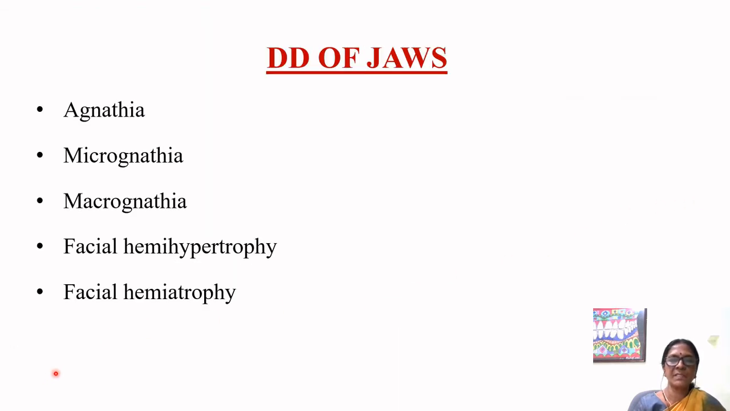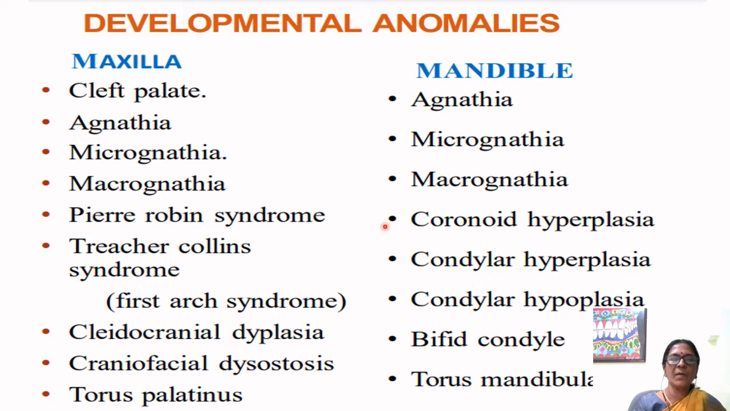Now, coming to the developmental disturbances of the jaws, the list includes agnathia, micrognathia, macrognathia, facial hemihypertrophy, and facial hemiatrophy. The developmental anomalies affecting the maxilla are cleft palate, agnathia, micrognathia, macrognathia, Pierre Robin syndrome, Treacher Collins syndrome, craniofacial dysplasia, craniofacial dysostosis, and torus palatinus. And in the mandible: agnathia, micrognathia, macrognathia, coronoid hyperplasia, condylar hyperplasia, condylar hypoplasia, bifid condyle, and torus mandibularis.